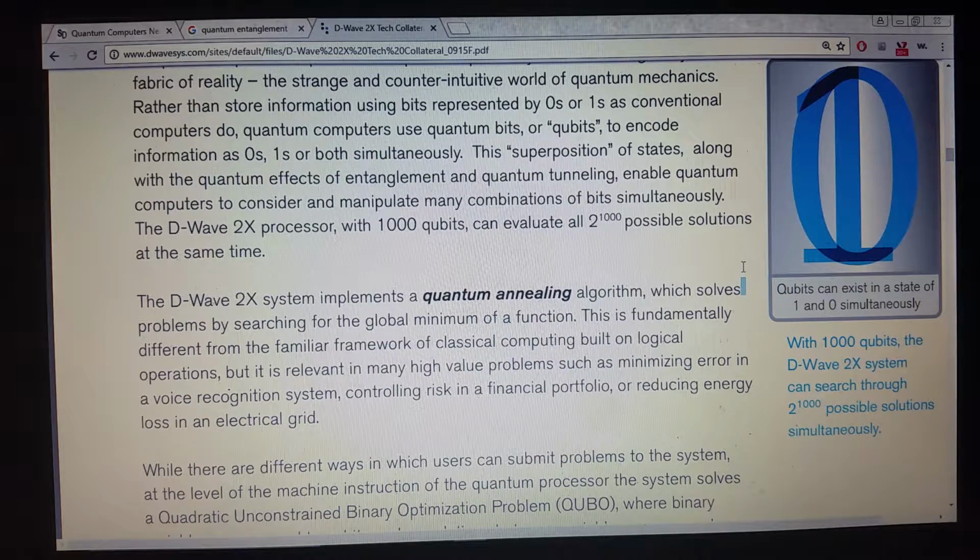The D-Wave 2 system implements a quantum annealing algorithm, which solves problems by searching for the global minimum of a function. This is fundamentally different from the familiar framework of classical computing built on logical operations, but is highly relevant in many high-value problems such as minimizing error in a voice recognition system, controlling risk in a financial portfolio, or reducing loss in an electrical grid.